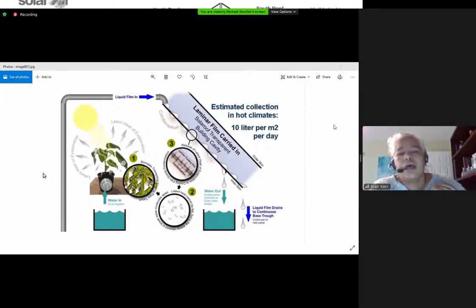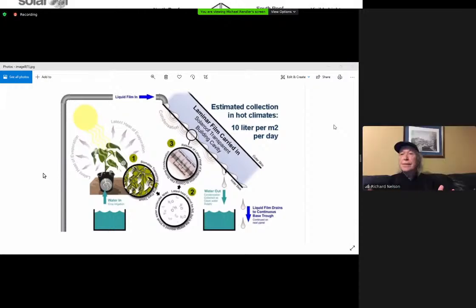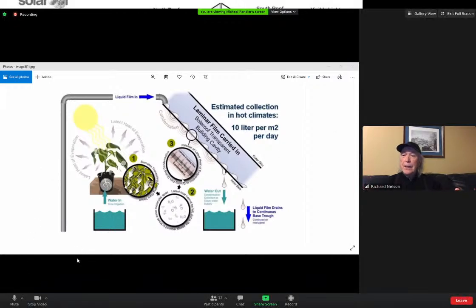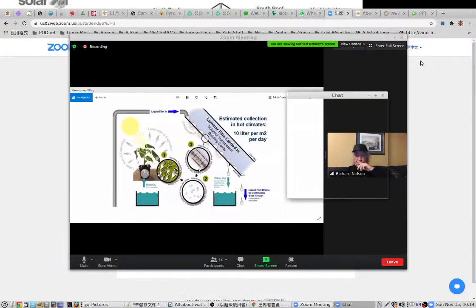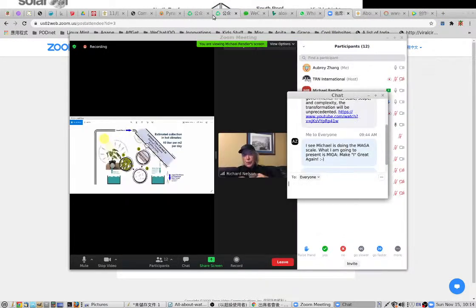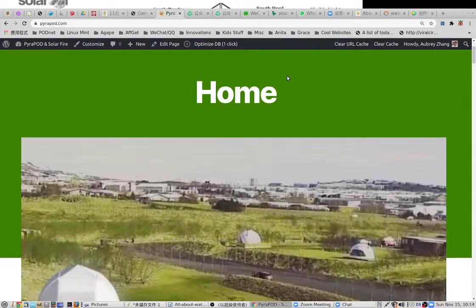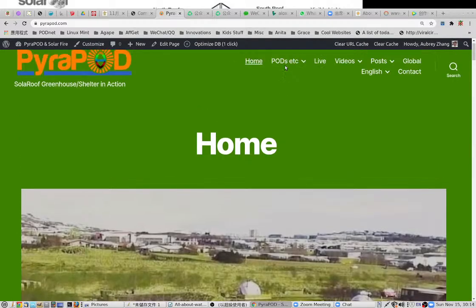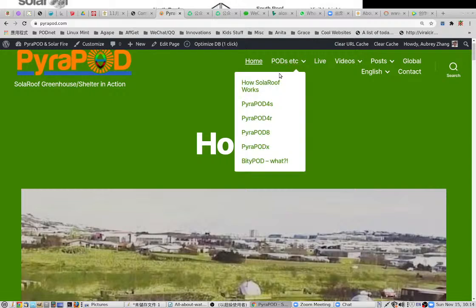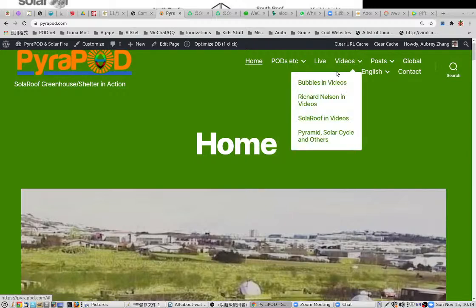So a bigger building, like we would have maybe 1,000 square meters in a certain size of PyraPOD, and in that PyraPOD we'd have 1,000 square meters of growing space because we're multi-level. As a rule of thumb, whatever you have as growing space, like plant growing, you would have approximately the same envelope. And so you could calculate 10 liters times 1,000, so you have 10,000 liters. This is a lot of water.